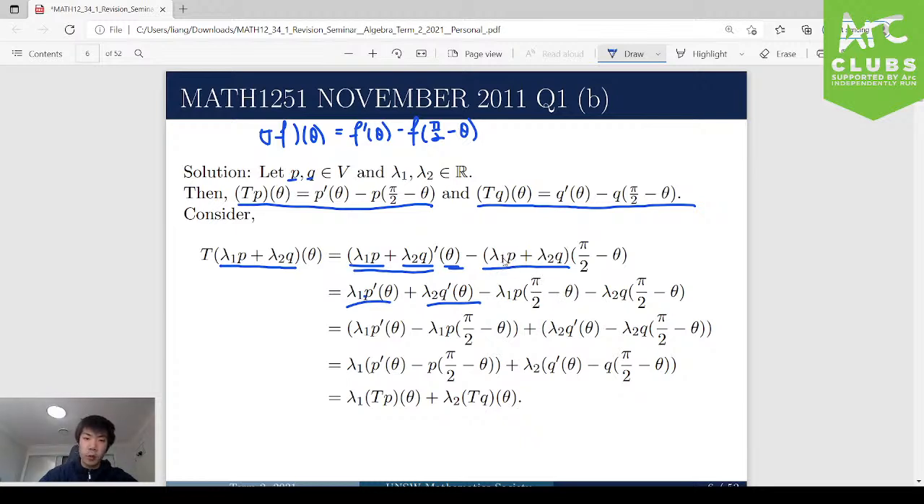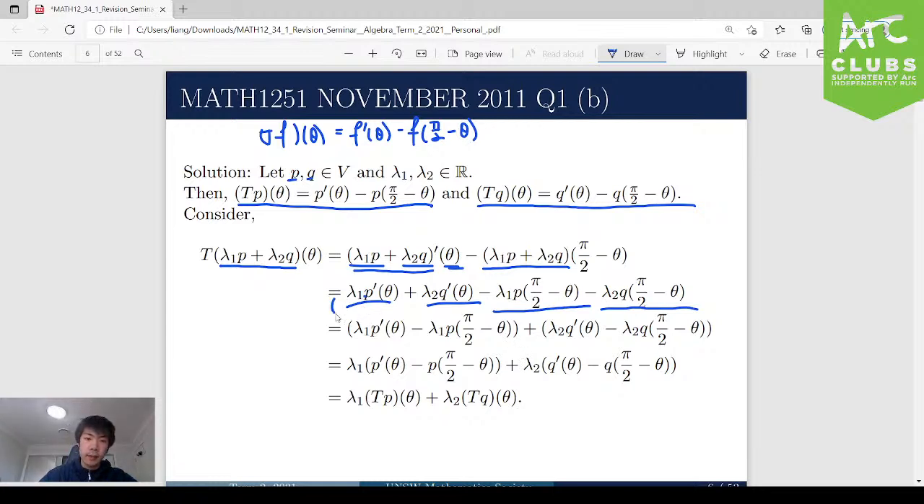And then this next part is by the linearity of functions, or how functions are defined. So if you have one function added to another function evaluated at pi over 2 minus theta, it's the same as evaluating each function individually at pi over 2 minus theta. So you have lambda 1 p of pi over 2 minus theta and lambda 2 q of pi over 2 minus theta.